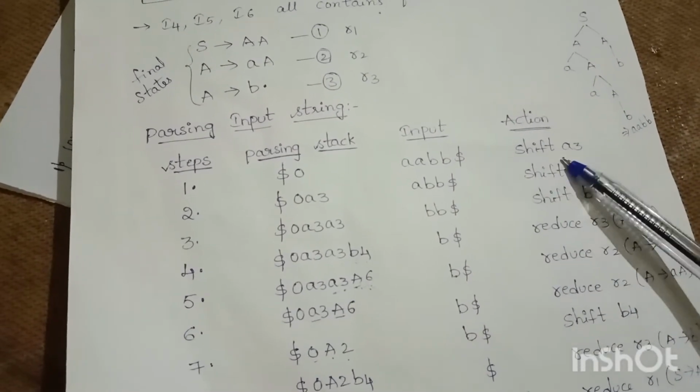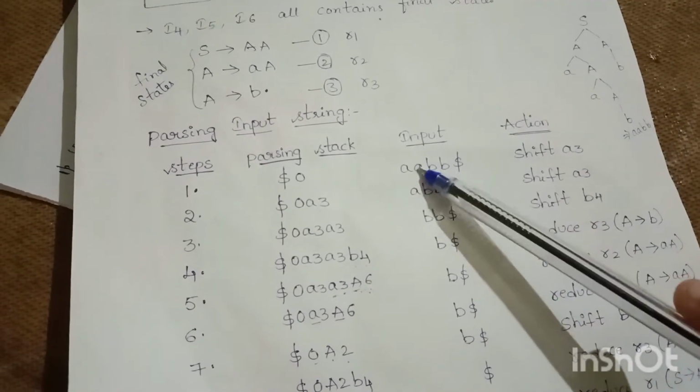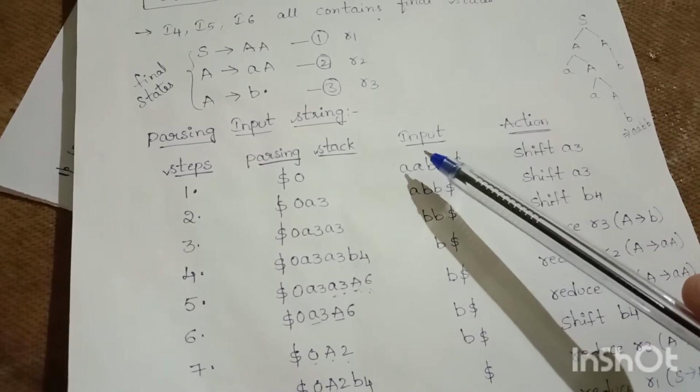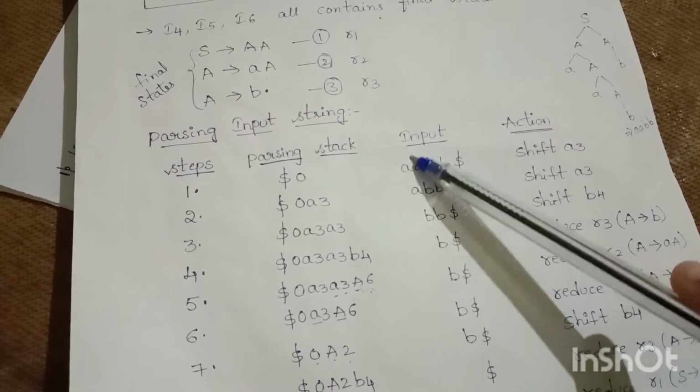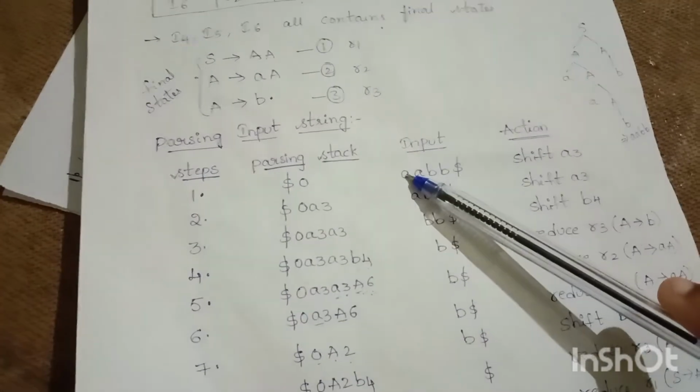First, we need to shift. We need to start from shift. The scanning will be performed from left to right. So from the left, we have the starting symbol as A. So now, how can we do this operation?